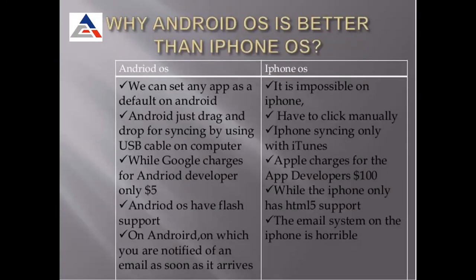Next is, Android operating system has flash support. Android supports flash. On the other hand, iPhone only has HTML5 support. Okay. Next, on Android, you are notified of an email as soon as it arrives. But on iPhone, the email system is horrible. So these are some differences between Android operating system and iPhone operating system. Okay.